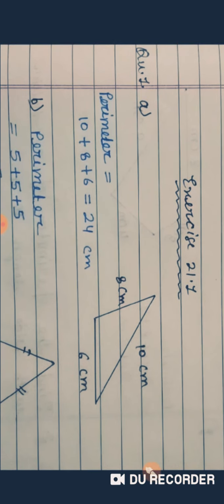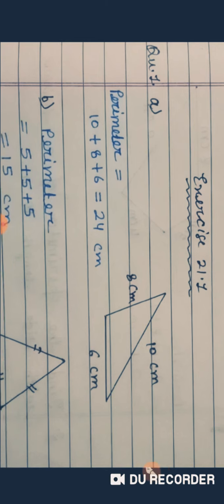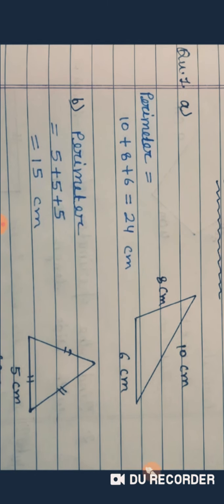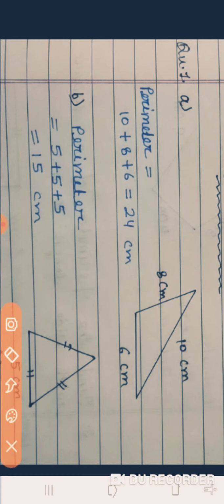Now I have taken the questions on perimeter from exercise 21.1. So please see the picture, my dear, and keep in mind that perimeter means the sum of the length of all the edges. Here, this is the triangle which has edges 8 centimeter, 10 centimeter, 6 centimeter. So what should be the perimeter? 10 plus 8 plus 6 is equal to 24 centimeter.